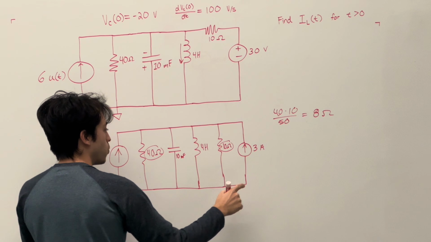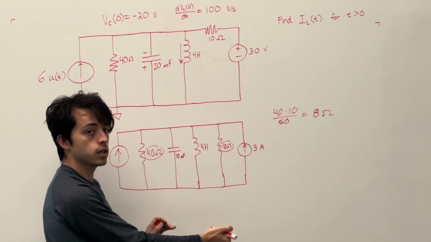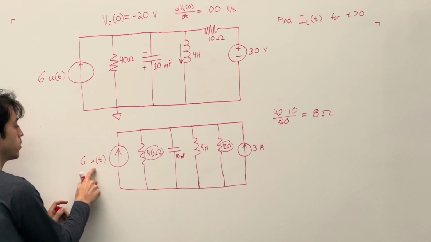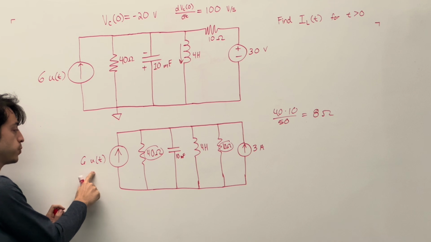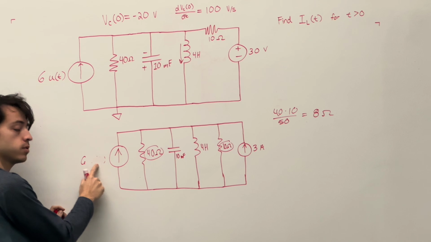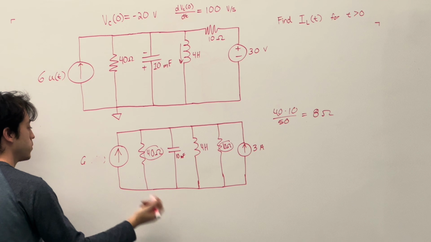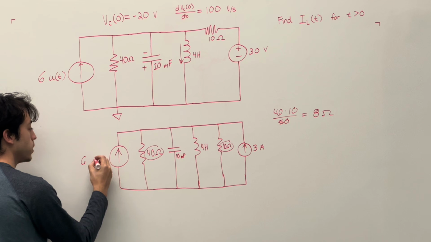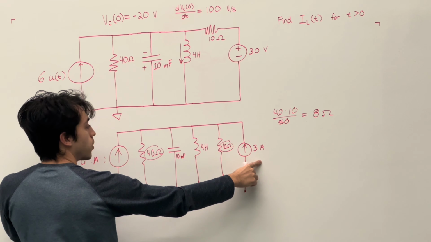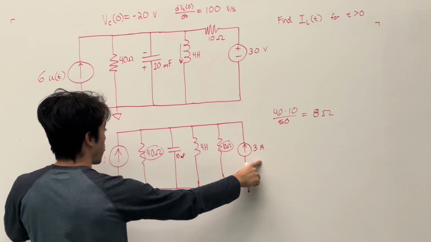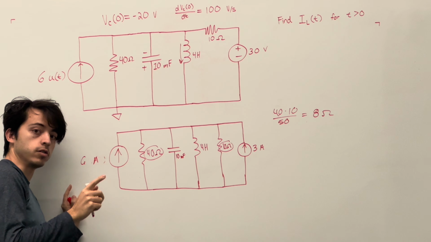And with this, we are focusing on positive t. So this time dependent current supply will just become 6 amps, because for positive t, the step function is 1. So for all positive t, this will be 6 amps. So now we have 2 current supplies that we can combine to get one 9 amp current supply.